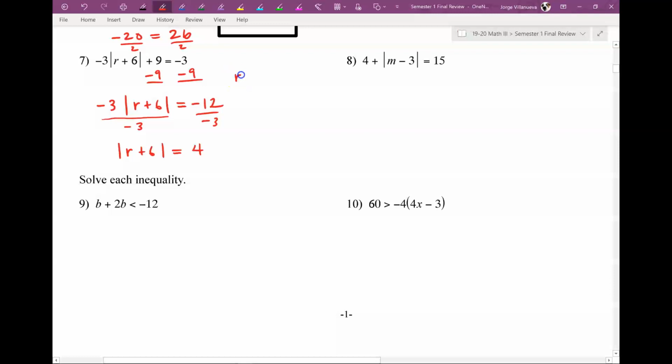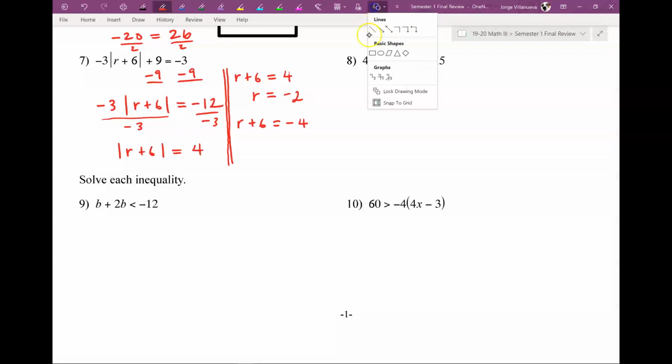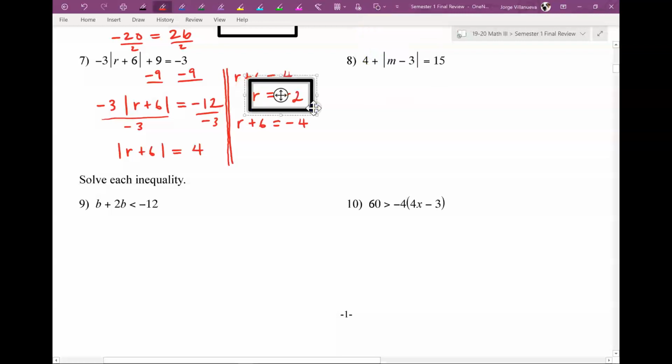Okay, so I'm going to write r plus 6 equals 4. Let me kind of create a little line here. So r plus 6 equals 4, and r plus 6 equals negative 4 as well. Now I'm going to take a quick shortcut here. If I subtract 6 from both sides on the top equation, what do I get? R equals, what is that? 4 minus 6 is negative 2. So that's one answer. And if I subtract 6 on the other one, what would I get? A negative 10. So r would be negative 10. Okay, so I get two solutions.